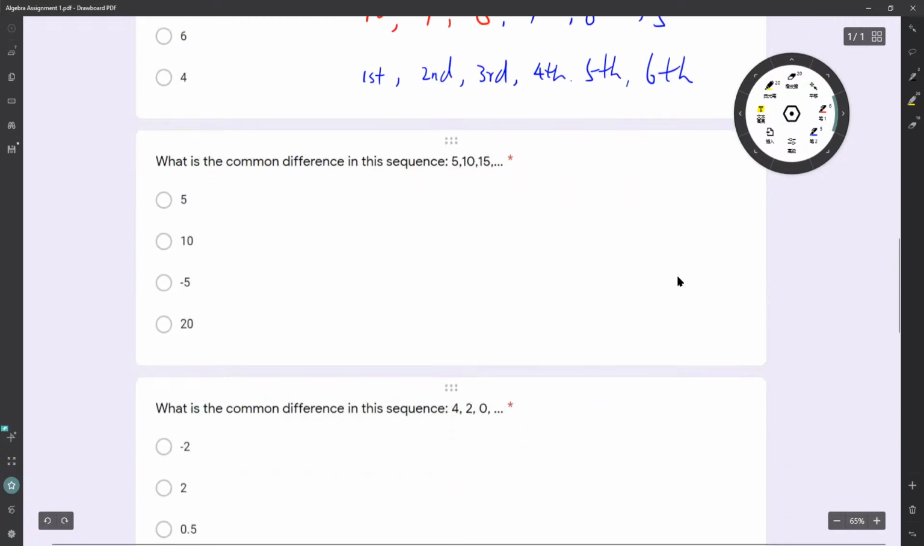What is a common difference in this sequence? Common difference.